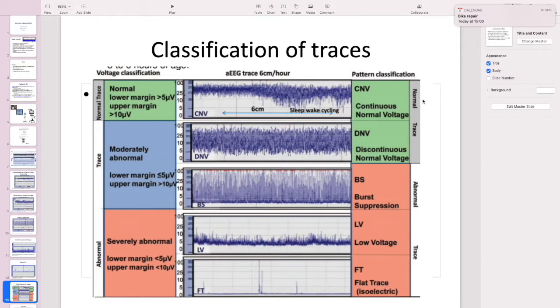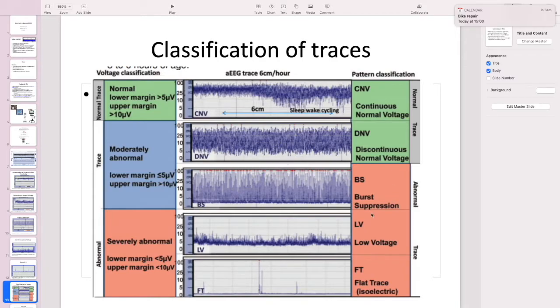So if we just recap then, continuous normal voltage, the lower border's above 5, the upper border's above 10, and there's sleep wave cycling, so there's narrowing and then thickening of the amplitude. Then discontinuous normal voltage, so the lower border is just around 5, maybe a little bit below. The upper border is above 10, however. There's no sleep-wake cycling, it's quite wide.